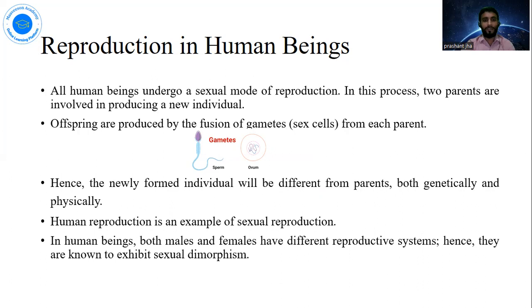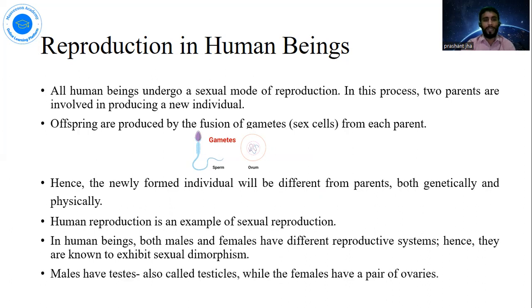In human beings, male and female have different reproductive systems, hence they are known to exhibit sexual dimorphism. Males have the testes, also known as the testicles, while females have a pair of ovaries. So both are the primary sex organs.